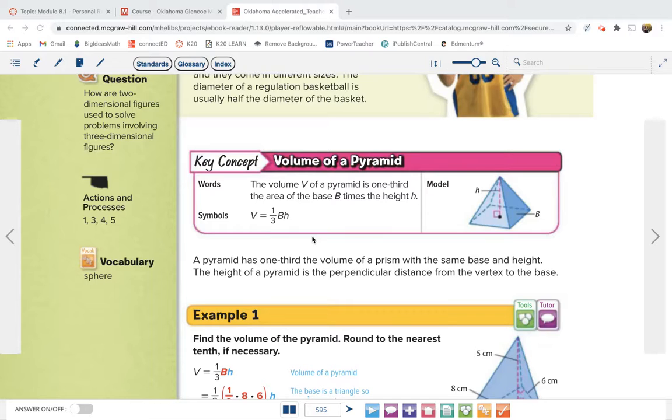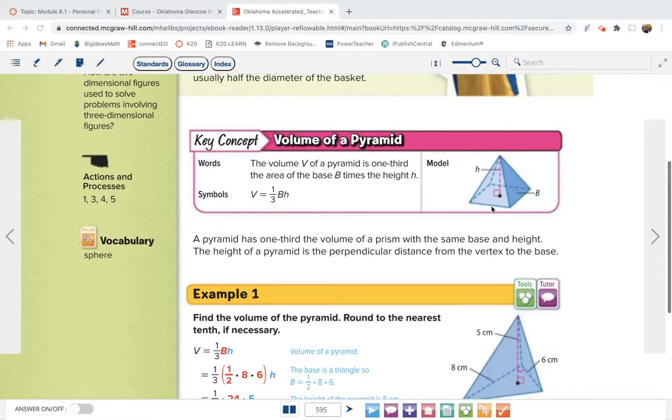So think of this like big B still means the area of the base, but the reason we have 1/3 for pyramids and cones is because they come to one point on top. And it says right here, a pyramid has 1/3 the volume of a prism with the same base and height. So it takes up 1/3 of like a box. So that's where that 1/3 comes from.